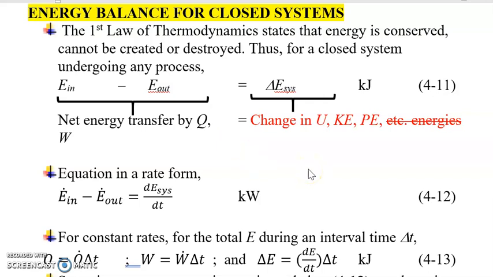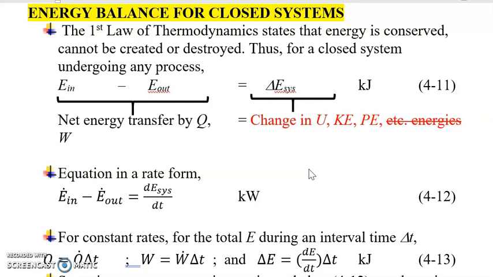This is the second part of the module on energy analysis for closed systems. Previously, you've been introduced to a few laws of thermodynamics. The first law, being discovered first, is very important. It states that energy is conserved. It cannot be created or destroyed.